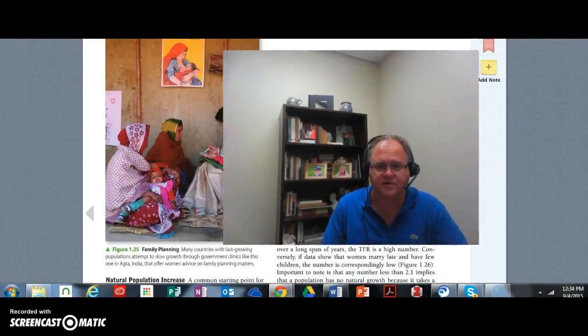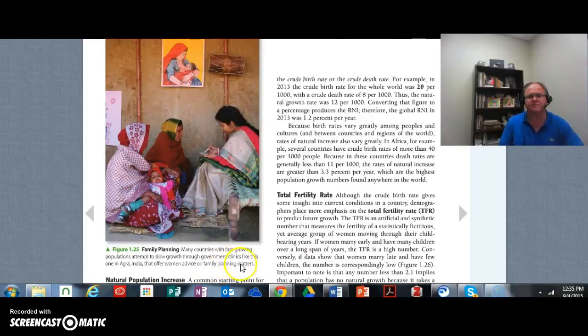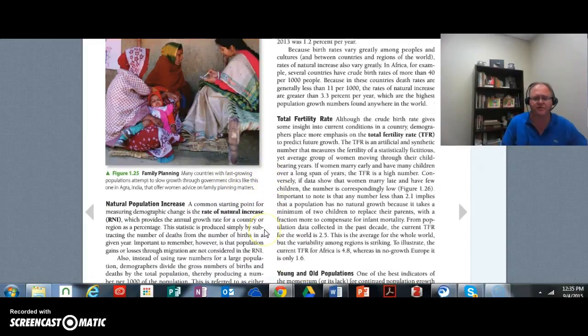Now I would like to look briefly at your textbook. This is page 22. And there are a few concepts I would really like you to keep in mind as we go through the course. We're going to look a lot at population demographics. Important is natural population increase, but most important, I have found through my years of study, is total fertility rate.